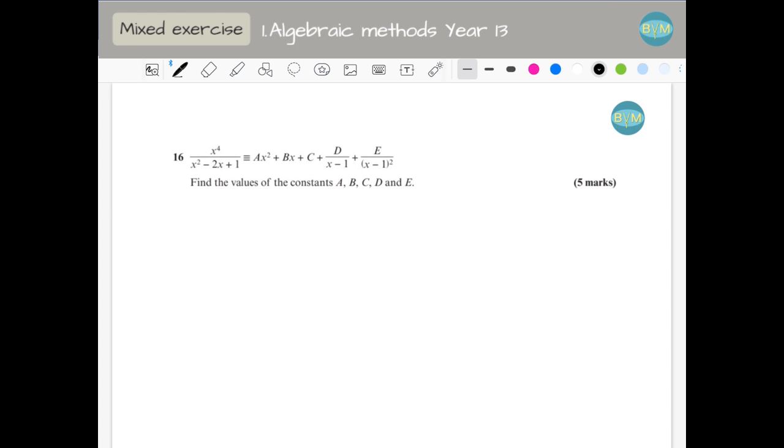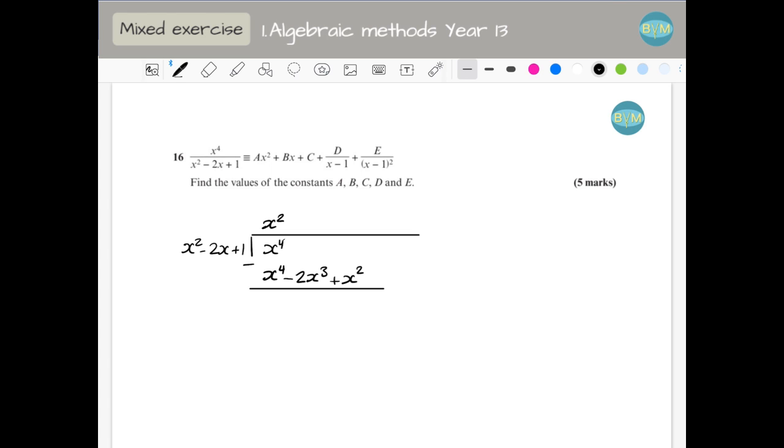So we are going to divide x to the power of 4 by x squared minus 2x plus 1. And I'm going to leave a space there because we will have more terms underneath. So x to the power of 4 divided by x squared is x squared. I'm going to multiply this one by all and write underneath. So x squared times x squared is x to the power of 4, x squared times minus 2x is minus 2x cubed, and x squared times 1 is x squared. We are going to subtract.